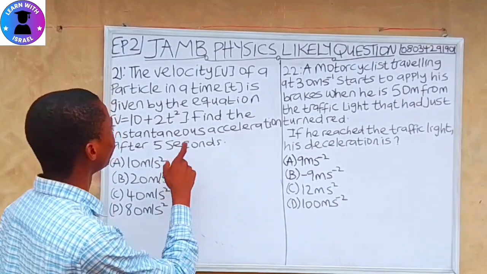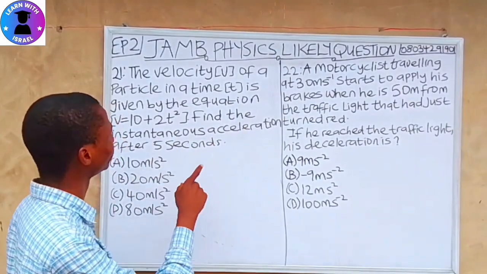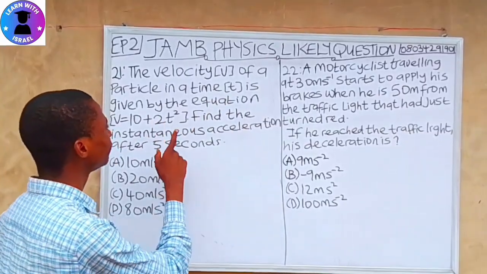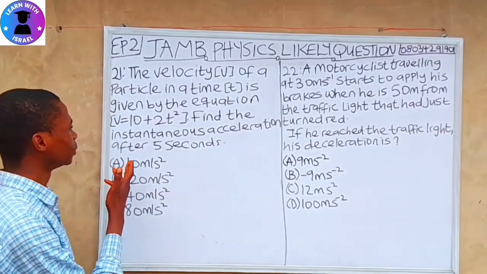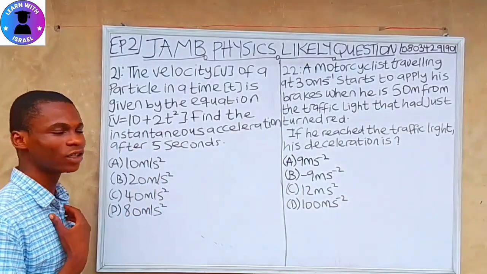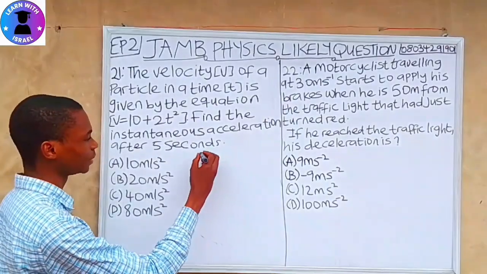So we have to find the instantaneous acceleration after 5 seconds. The velocity v of a particle in a time t is given by the equation v equals 10 plus 2t squared. Find the instantaneous acceleration after 5 seconds. So guys, let's solve.